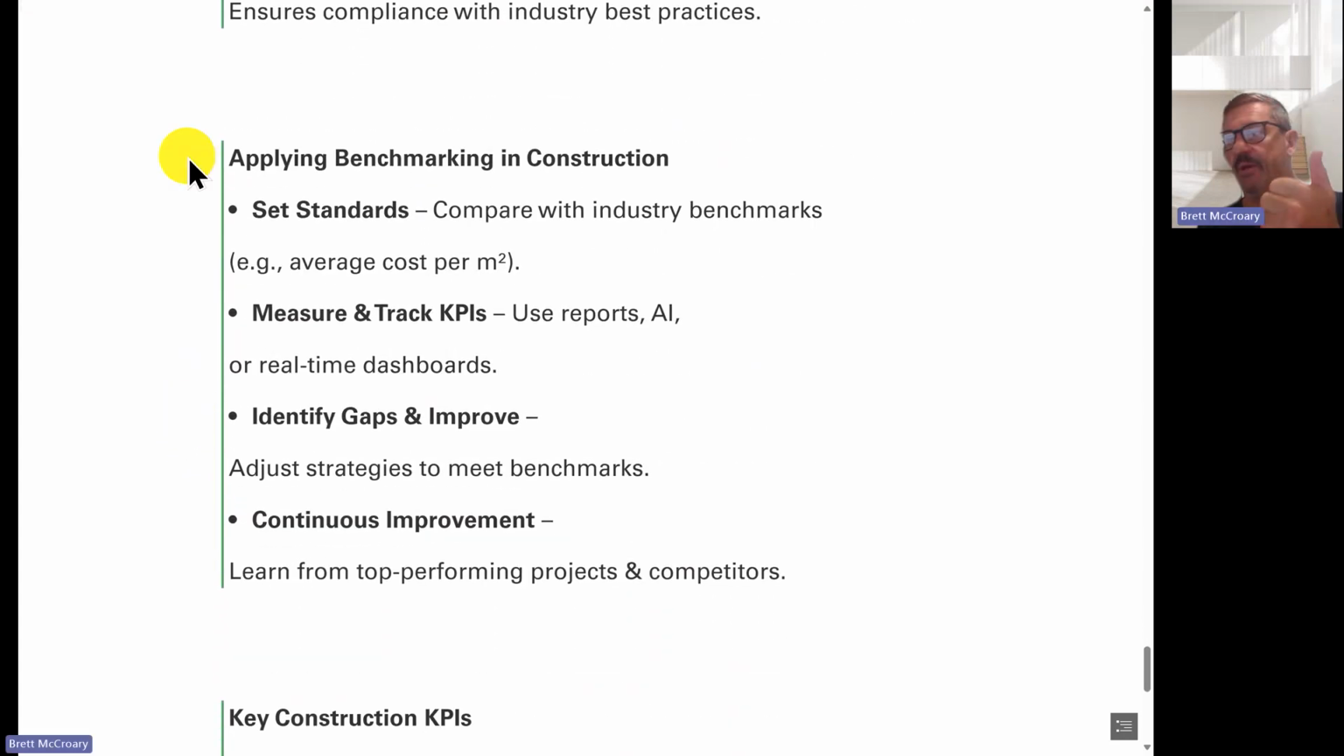Set the standards, compare with industry benchmarks, say your average cost per square meter, measure and track your KPIs. So using reports, AI or real-time dashboards, identify gaps and improve. So adjust strategies, adjust your planning to meet your benchmarks and have continuous improvement. So learn from the top performing projects and competitors. Follow them, see what they're doing.